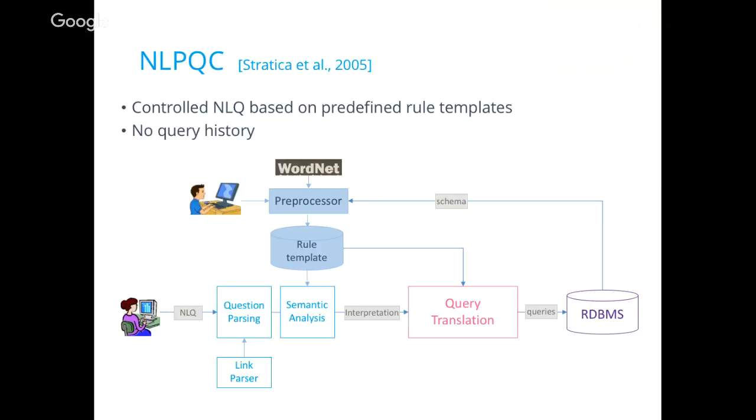So once the admin sets up the system, we can enable a user to ask a natural language query, where it goes through the normal question parsing stage, analyzing the semantics using the rule templates, and generating an interpretation. The template also determines how the question should be translated. The parser used is called a link parser.